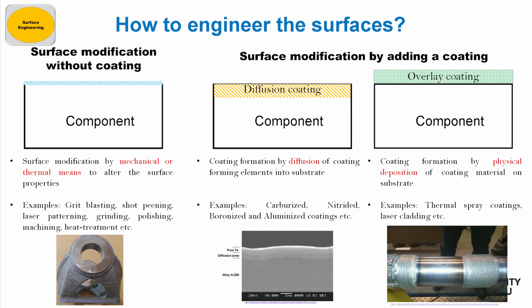So let's try to understand the second scenario first, where we modify the surface by means of mechanical or thermal means. For instance, grit blasting, shot peening, grinding, polishing, heat treatment are some of these examples. Another category is when we add coating, and in this we have two classes.